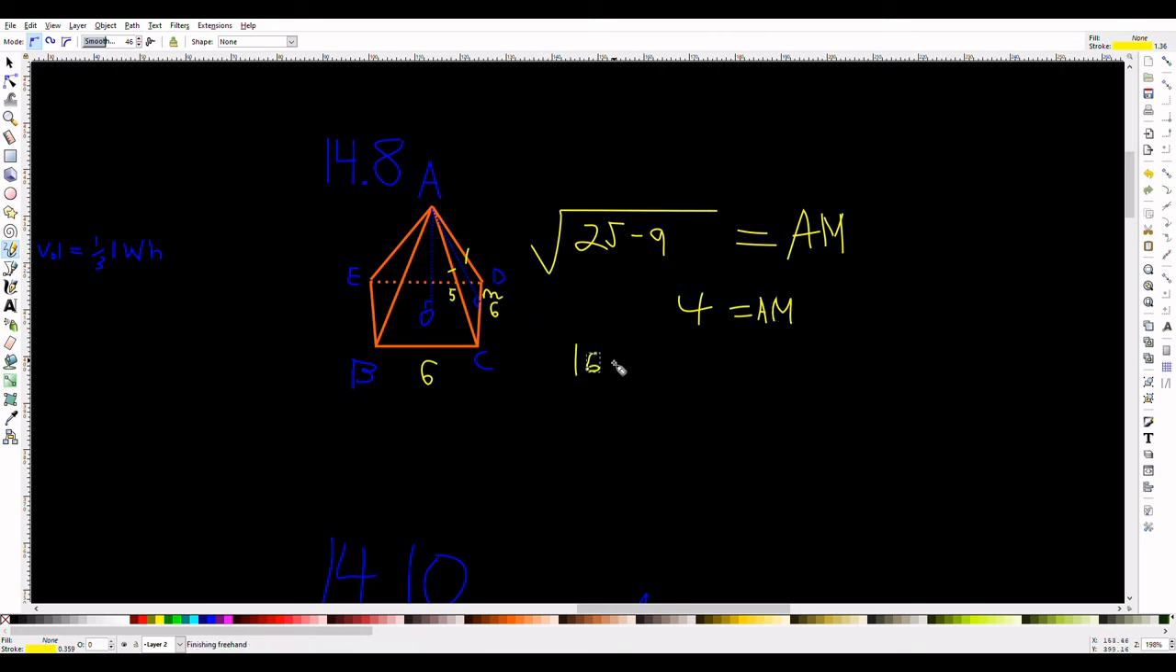So 16. So AM is our hypotenuse, so that means 16 minus 9, which is 3 squared, equals AO squared. So AO equals the square root of 7.